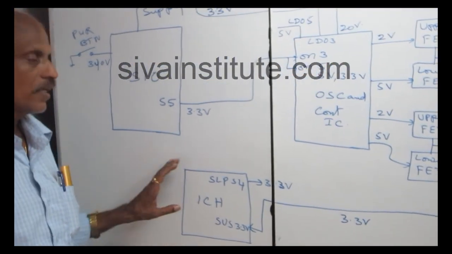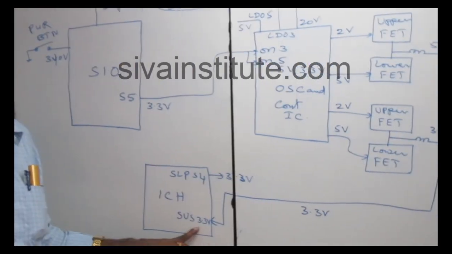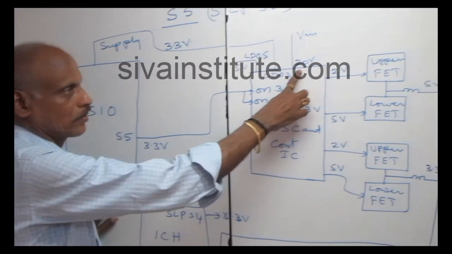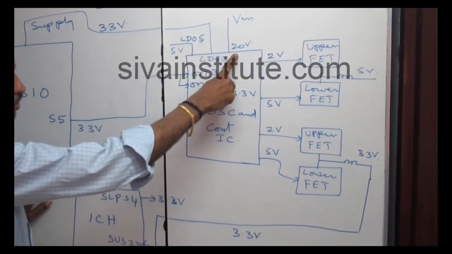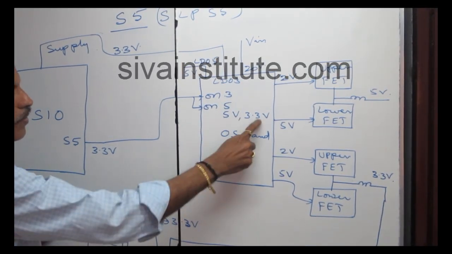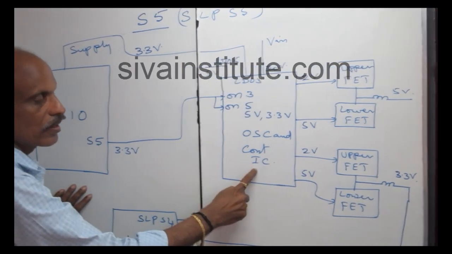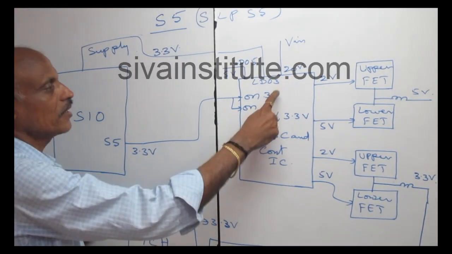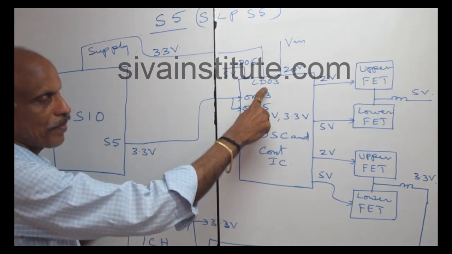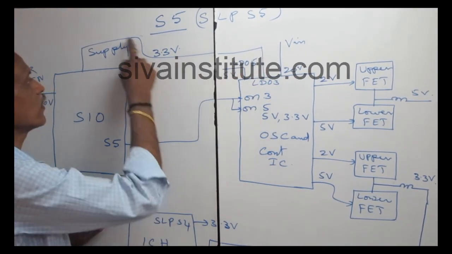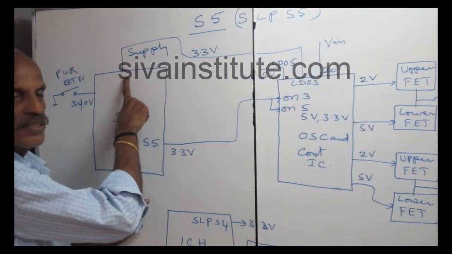We will see how this supply comes to the ICH. When you give 20 volts, or 14 volts to 20 volts, or 12 volts from the adapter to this IC, which is the 5 volts and 3.3 volts oscillator and control IC, this IC releases LDO 3, that means 3.3 volts, and LDO 5, that means 5 volts. This 3.3 volts comes to this IC.